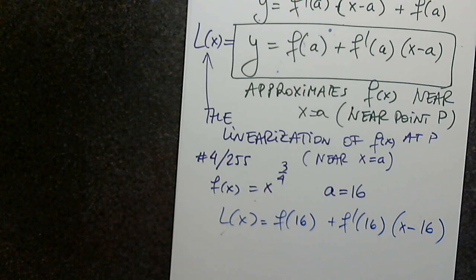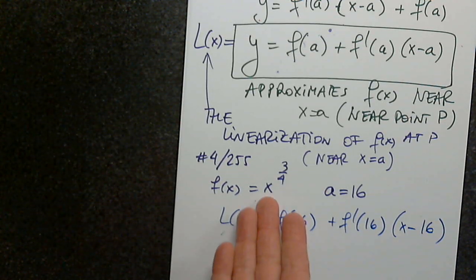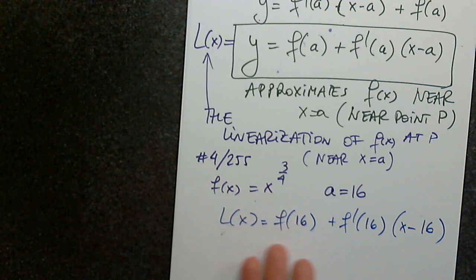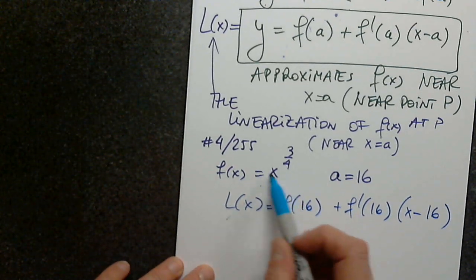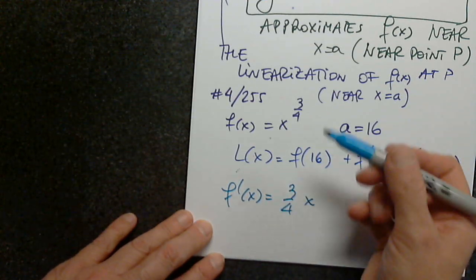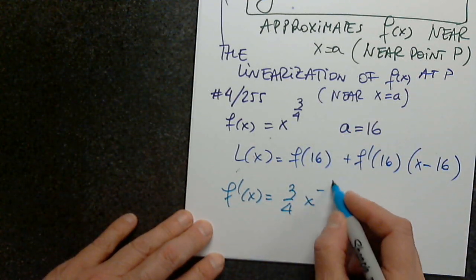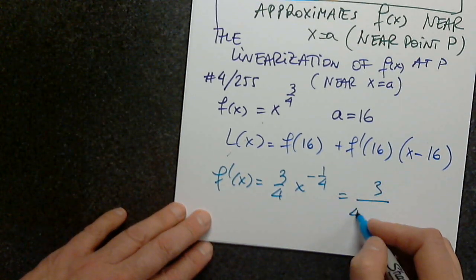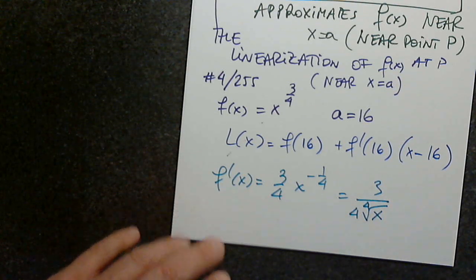Not allows, but it gives us a pretty good estimate of the function if we want to use a linear function instead of this. Do I really want to evaluate this? No. I prefer evaluating a linear function, and if it's not a big difference. If it's a big difference, then I want my function. So I have to find a derivative. So f prime of x is 3/4 x to the 3/4 minus 1, which is negative 1/4, or 3/4 over the fourth root of x.